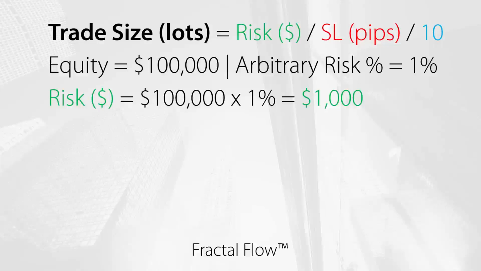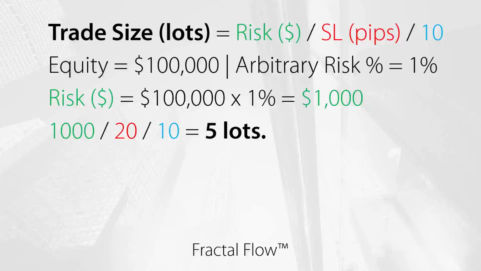We divide that number by the size of our stop loss in terms of pips, which is 20 in this example. Then we divide that number by 10, because we know that one standard lot has a pip value of $10 per pip. The formula returns the amount of lots we need to purchase in order to make our trade risk exactly 1% of our equity with a 20 pip stop loss.